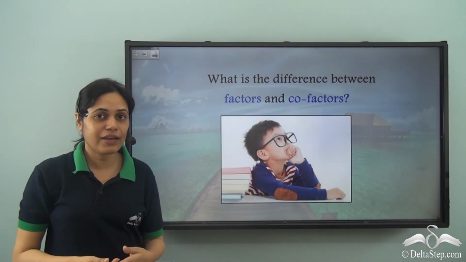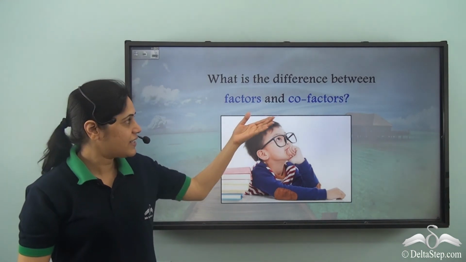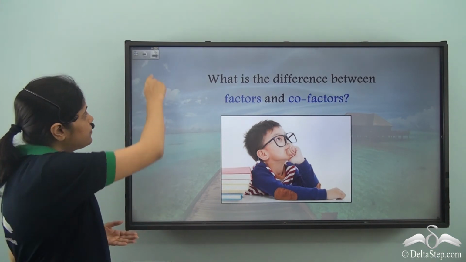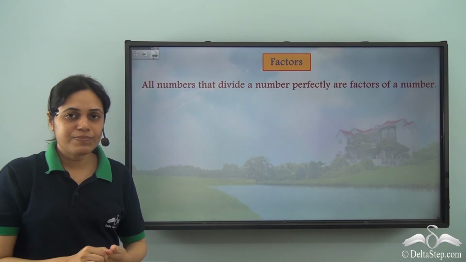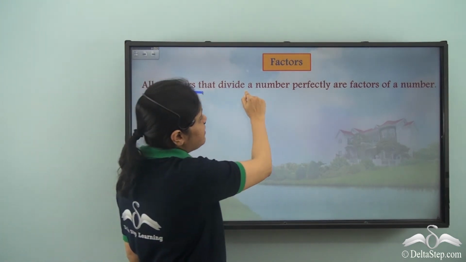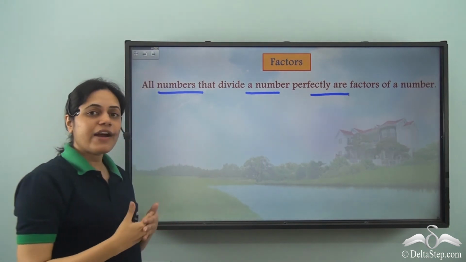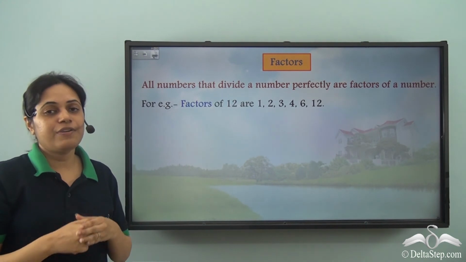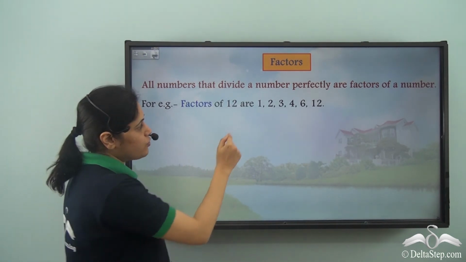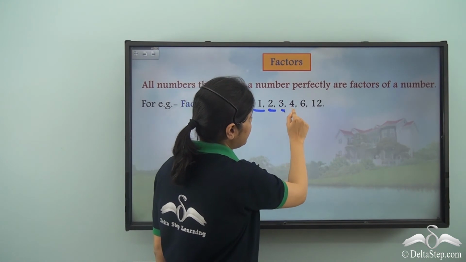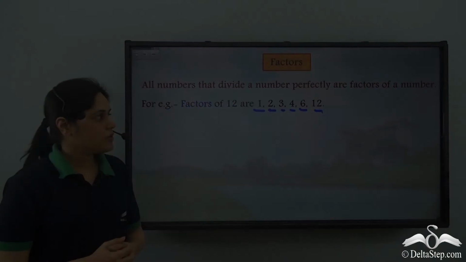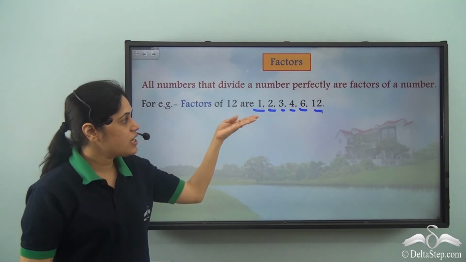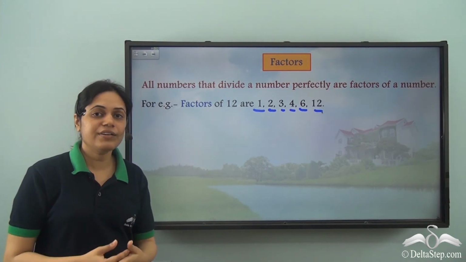And if you are still thinking, what is the difference between factors and cofactors of a number? Let us look at them together. Factors means all numbers that divide a number perfectly. So say for example, if I take 12, if you find the factors of 12, you will see 1, 2, 3, 4, 6 and 12 are all the numbers which perfectly divide 12. So these 6 are the factors of 12.